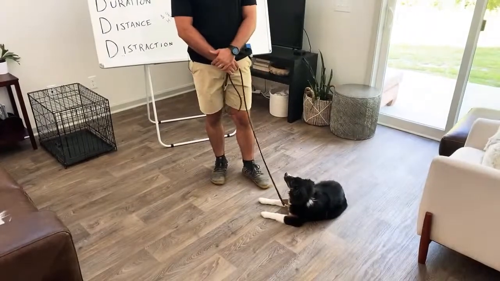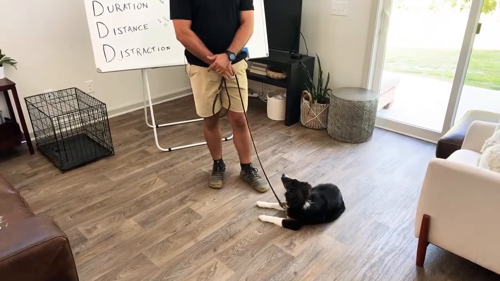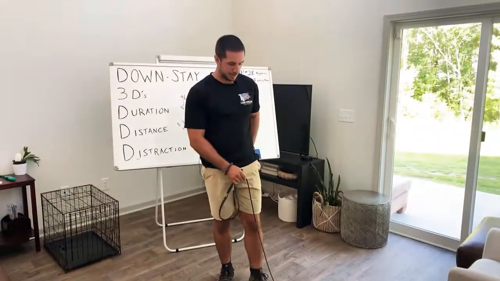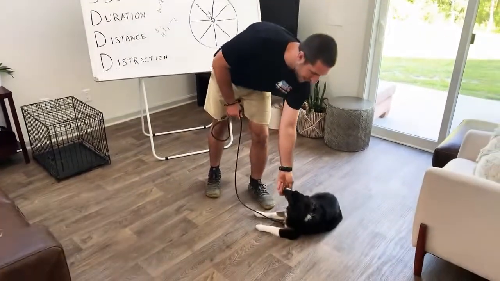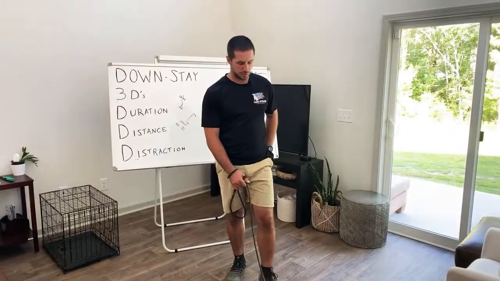And notice her eye contact on me, we're solid right now, we're looking really good, okay? All right, so duration, I'm saying good at an interval of time. You know, I might be watching on my watch, right? It's been 10 seconds, good, right?